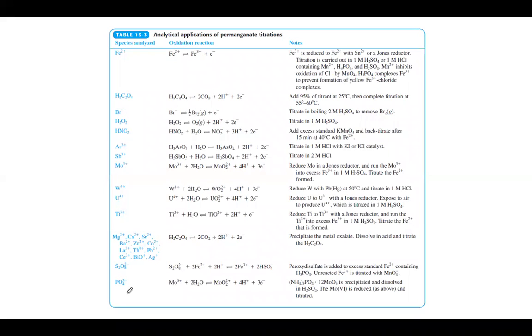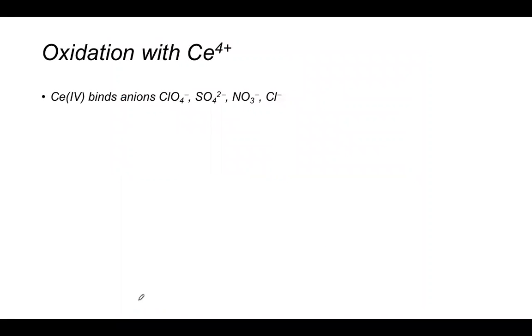Then we have some phosphate, and we have some tetrasulfuric acid. So oxidation with cerium 4 plus. So we already saw this last time with the cerium 4 plus titration of iron 2 plus. So what happened there was the iron 2 plus was oxidized to form iron 3 plus, and the cerium was reduced to form cerium 3 plus.